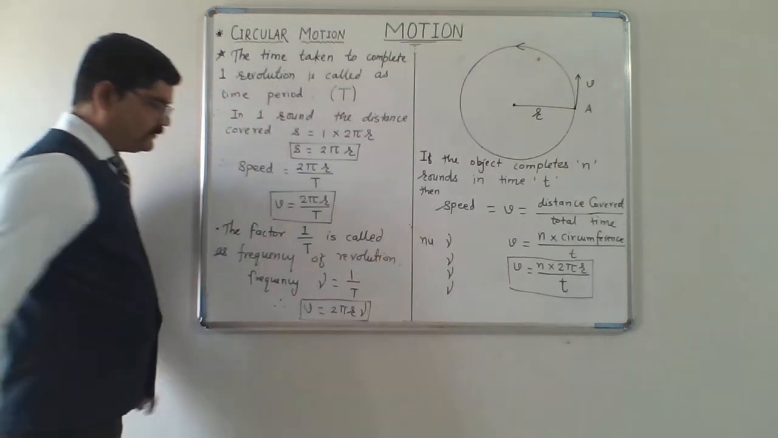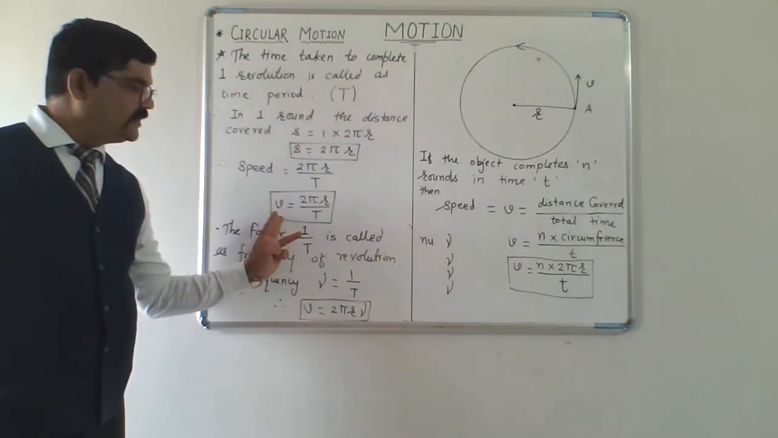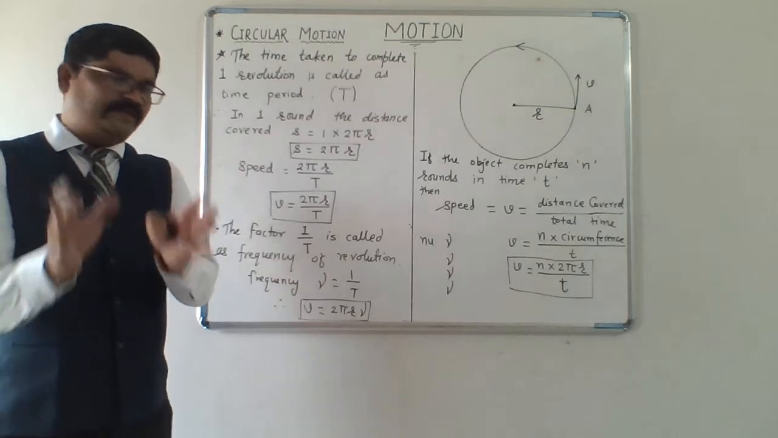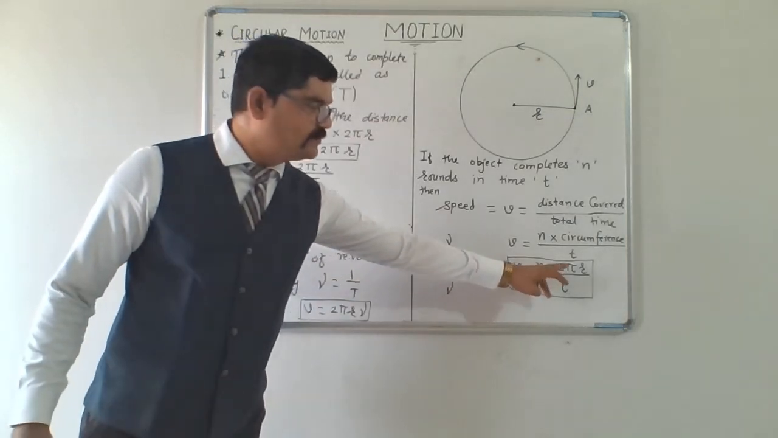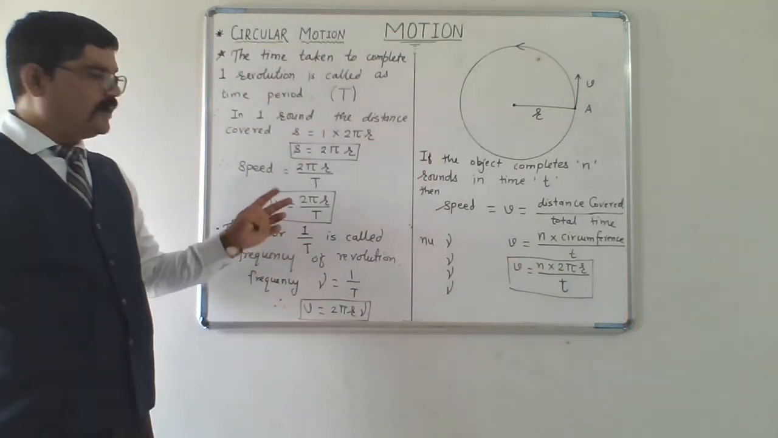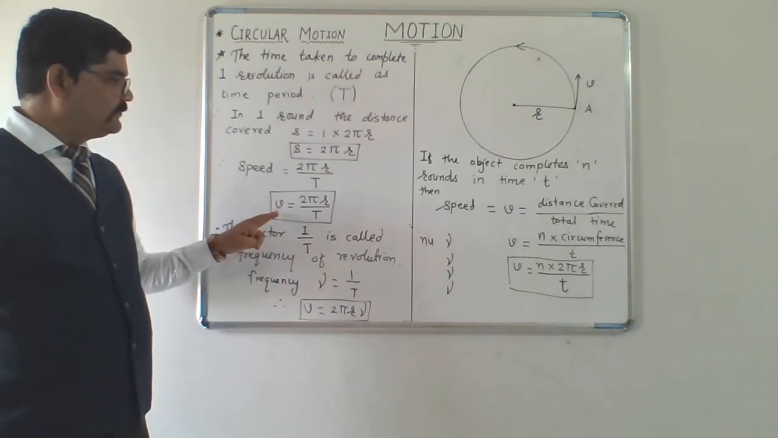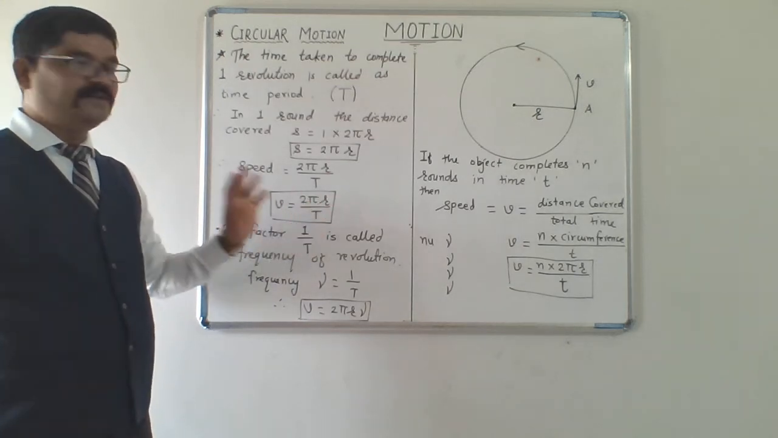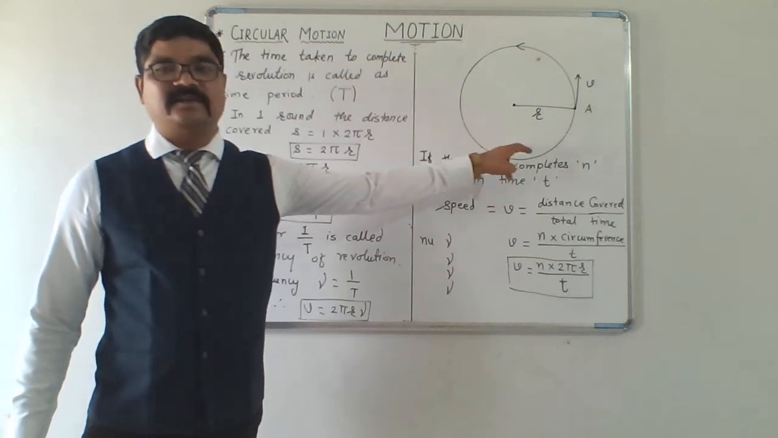So we come across the formula V equals N times 2 pi R by T. You stick with this formula. And for one revolution, this will become V equals 2 pi R upon T, where R is the radius of this circular path.